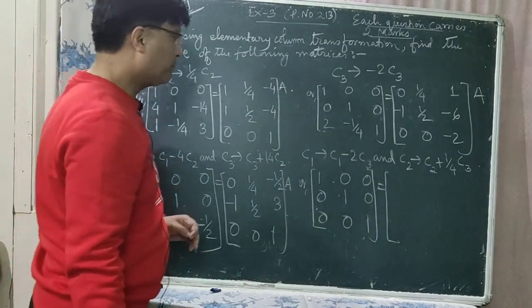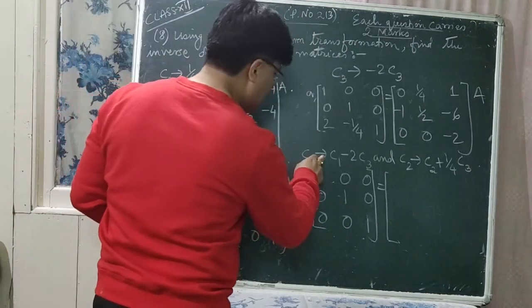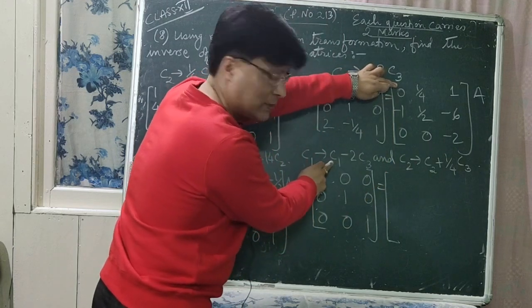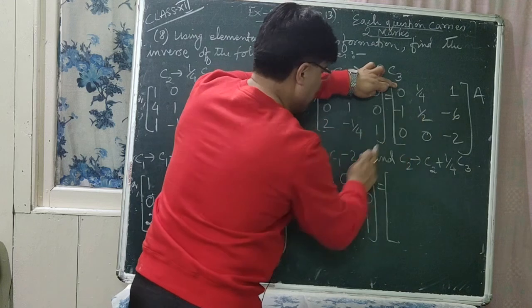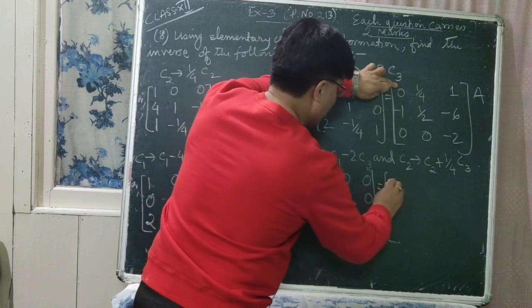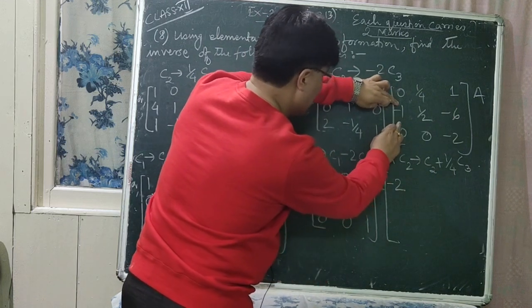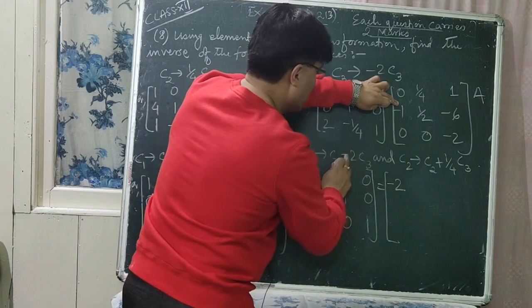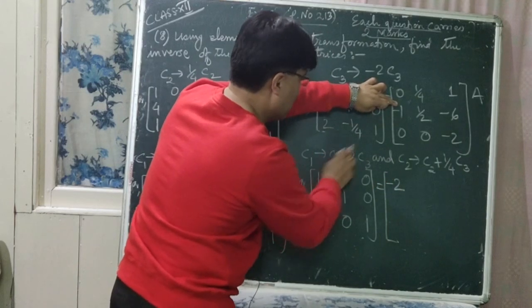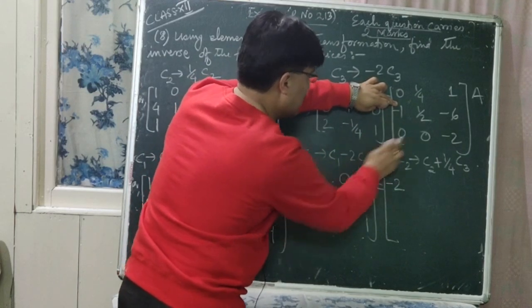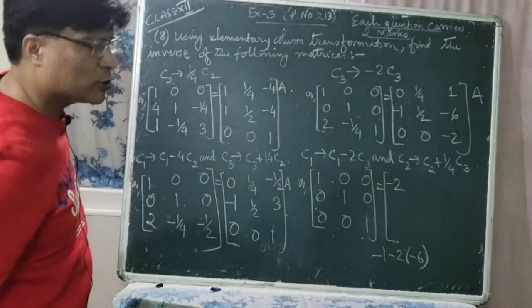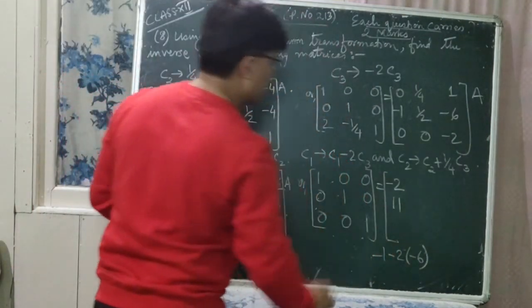Okay. So on the right hand side also use the property C1 equal to C1 minus 2C3. C1 is 0. C3 is 1. So 0 minus 2 ones is minus 2. Next, C1 is minus 1 and C3 is minus 6. So it is minus 1 minus 2 into minus 6. Minus 2 into minus 6 is plus 12. 12 minus 1 is 11. So this is your 11.